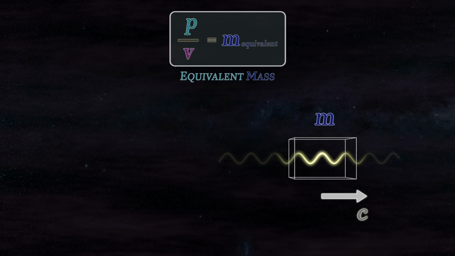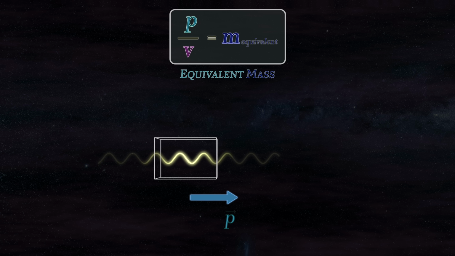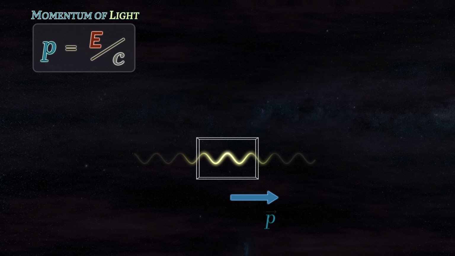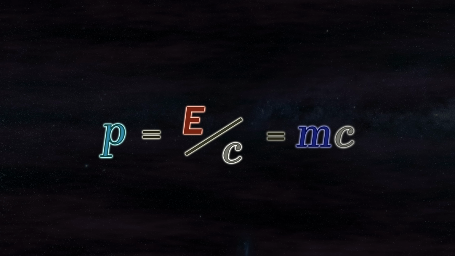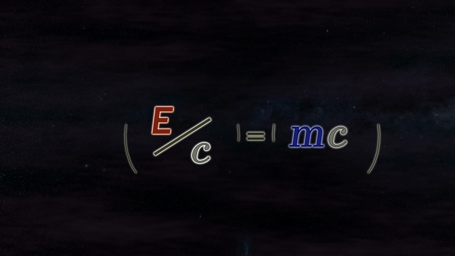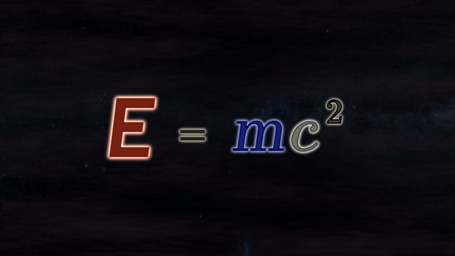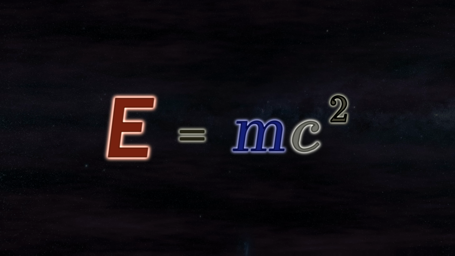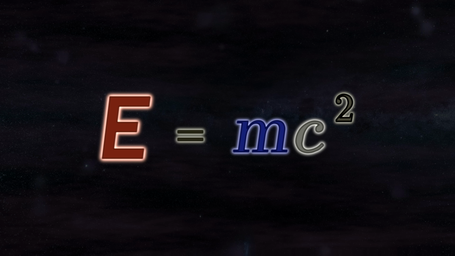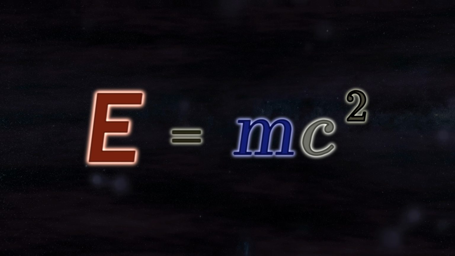Which means we now have two expressions for the momentum of light. P equals E over c, and P equals mc. Setting these equal to each other, we multiply both sides by c, and voila, E equals mc². And that's it. The entire mystery of E equals mc² distilled down to a few simple steps.